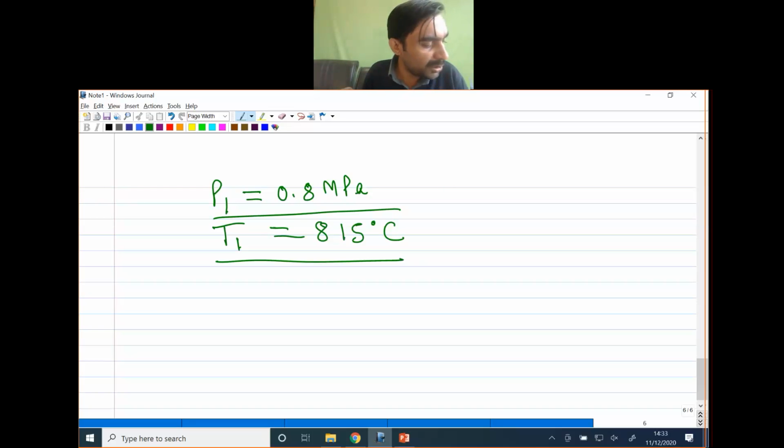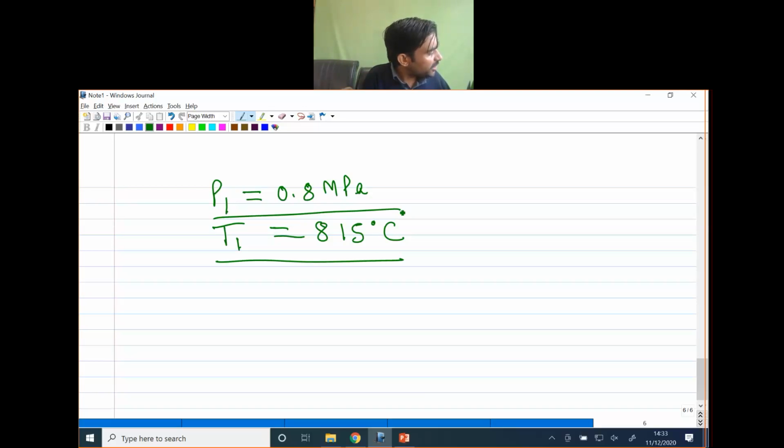Let me take up only the property of internal energy. All of you please practice and try to identify the value of internal energy for temperature of 815 degrees Celsius if our pressure is 0.8 megapascals. I am specifying that it's a superheated state, so use the superheated steam tables. Now let me once again look into the steam tables.